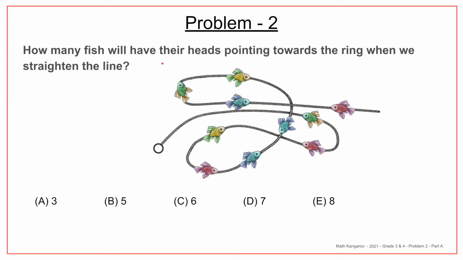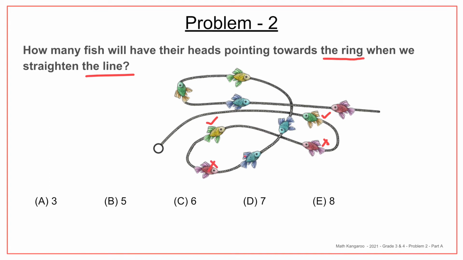Problem 2. How many fish will have their heads pointing towards the ring when we straighten the line? So this is a string where the fishes are being tied up, and we have to find out which fish points towards the ring. Let's find it out. So start from here. This is the fish pointing towards the ring. This is not pointing. And then we move towards this. Yes, this is the fish pointing.